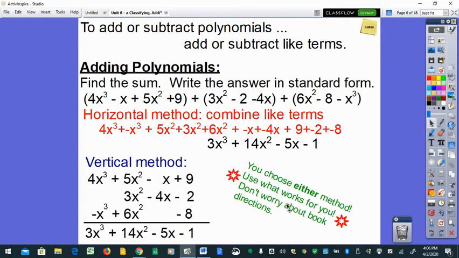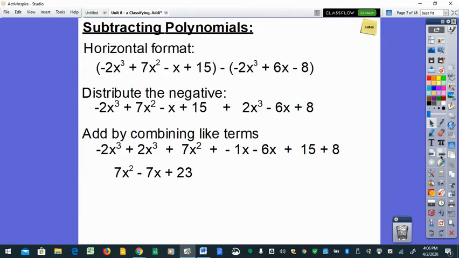Now your book in the directions will say use a specific method, throw that direction out, use whichever one works for you all the time. It does not matter to me. So use your favorite method. So let's just talk about subtracting.